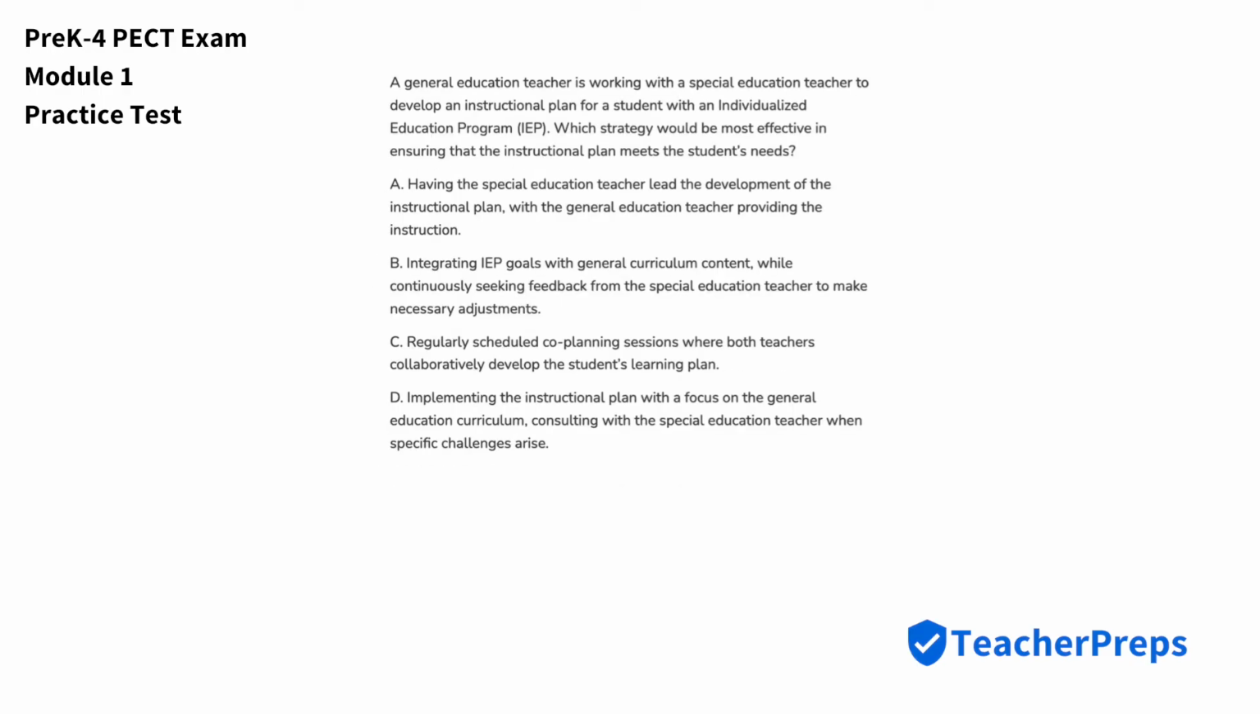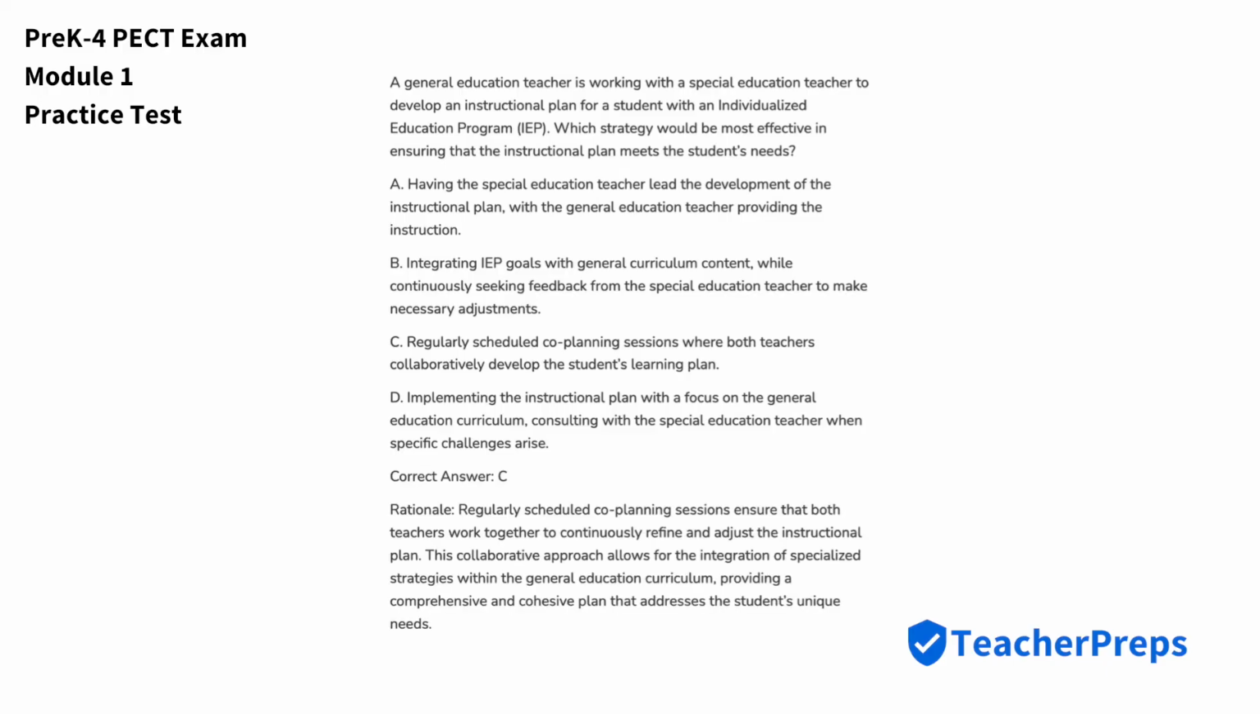A general education teacher is working with a special education teacher to develop an instructional plan for a student with an individualized education program. Which strategy would be most effective in ensuring that the instructional plan meets the student's needs? Correct answer, C. Regularly scheduled co-planning sessions ensure that both teachers work together to continuously refine and adjust the instructional plan. This collaborative approach allows for the integration of specialized strategies within the general education curriculum, providing a comprehensive and cohesive plan that addresses the student's unique needs.